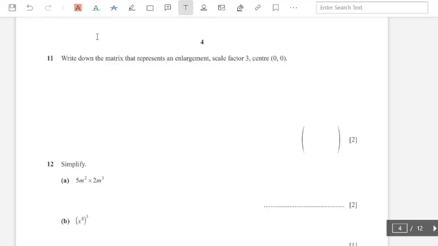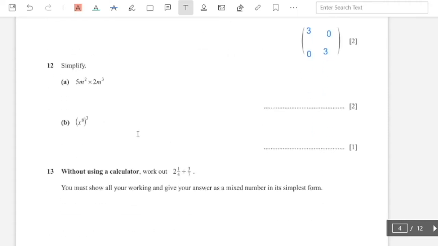Question number 11. Write down the matrix that represents an enlargement, scale factor 3, center 0, 0. So we have the standard matrix as 3, 0, 0, and 3.